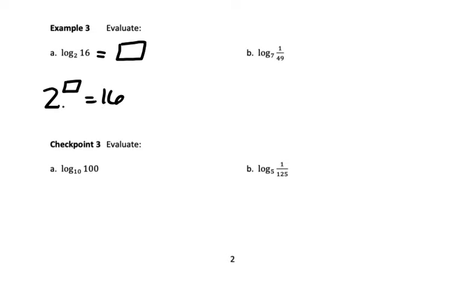Well, you might not know this off the top of your head, but if not, you can use a calculator and some guessing and checking. Pretty quickly, you should come up with the answer of 4. 2 to the fourth equals 16. So the answer to my logarithm is 4.